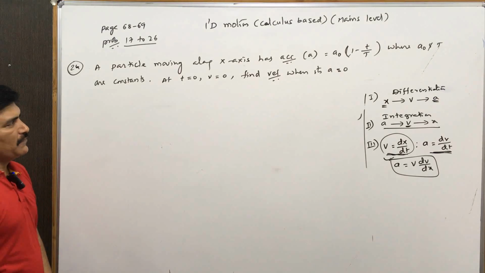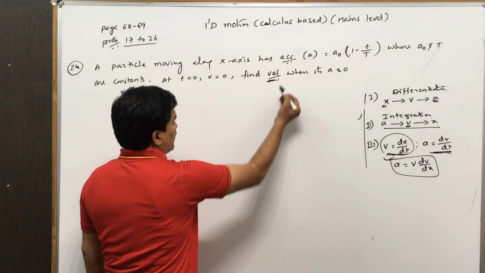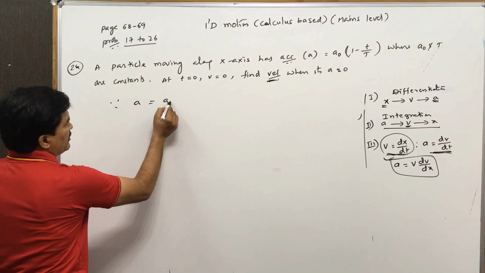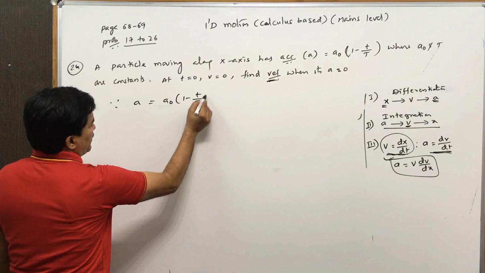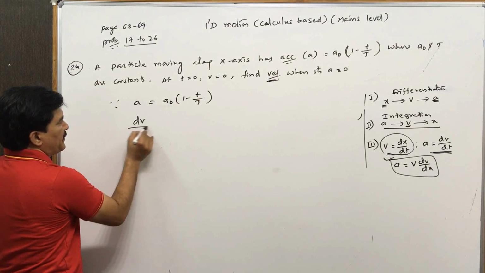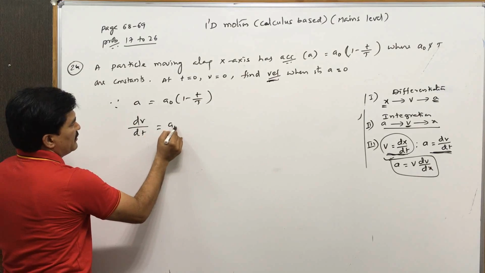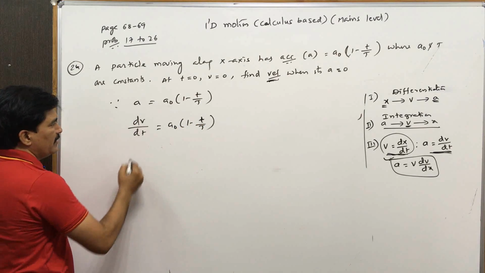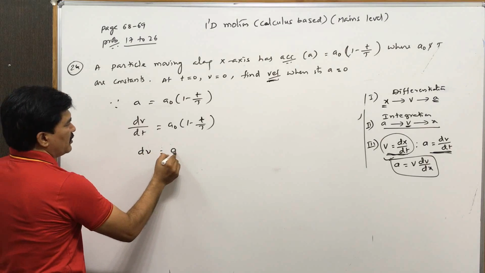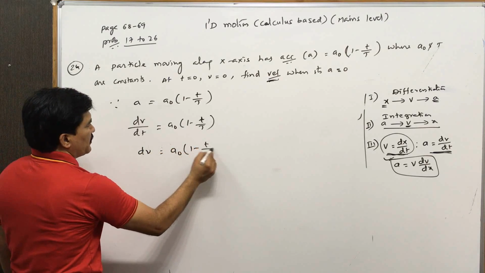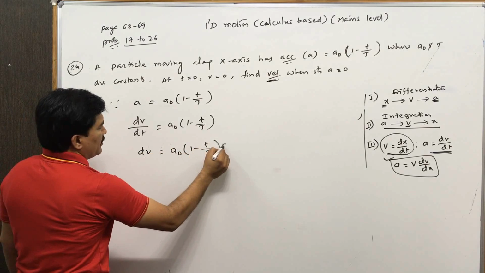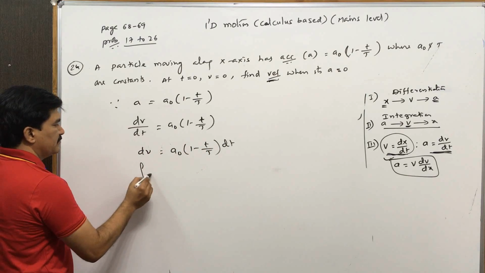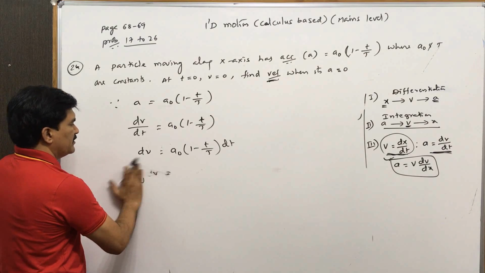So, first I need velocity as a function of time. How to find velocity as a function of time? Given: A is equal to A naught into 1 minus t by T. A can be written as dV by dt, that is A naught into 1 minus t by T. This is leading to dV is equal to A naught into 1 minus small t by capital T into dt. Then integrating on both sides, integral of dV, otherwise here itself.